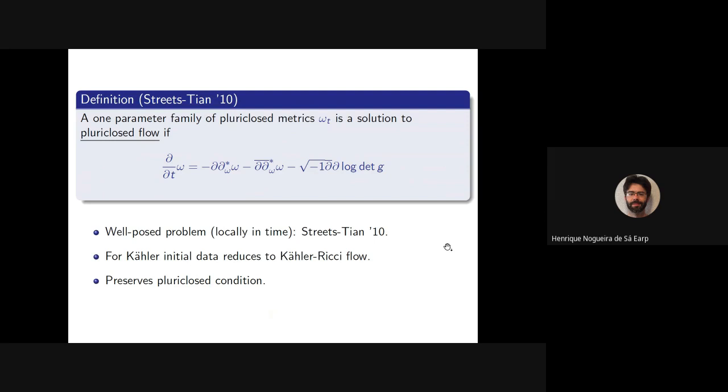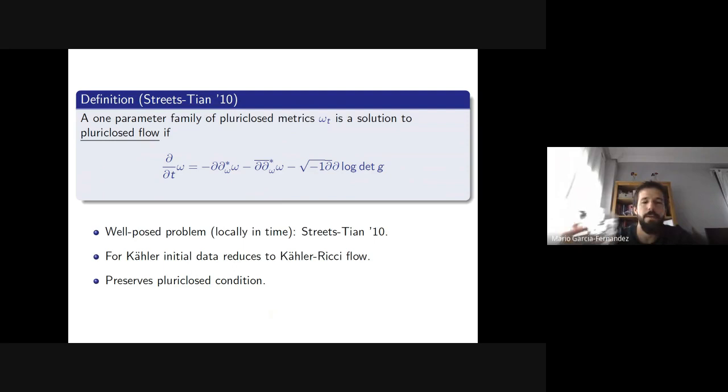Can I just be sure? By well posed, you mean it exists and is unique locally in time? Yeah. Cool. And as I said, this preserves the pluriclosed condition.